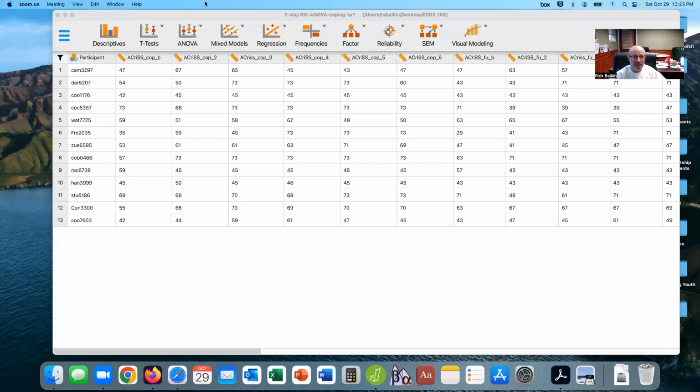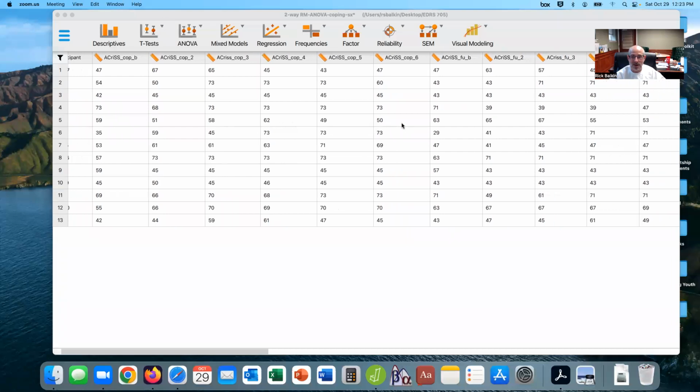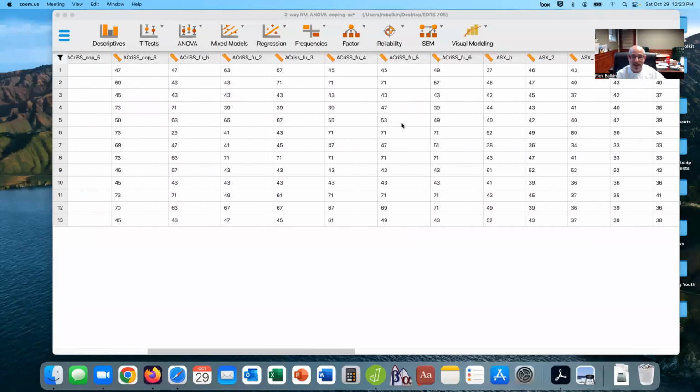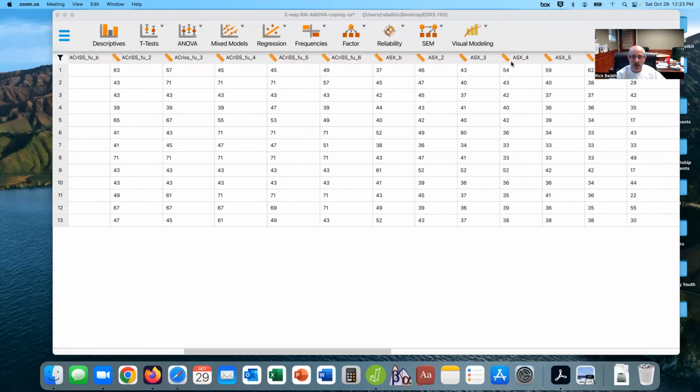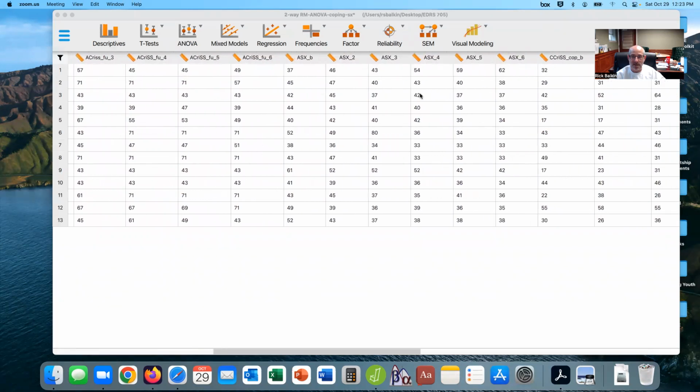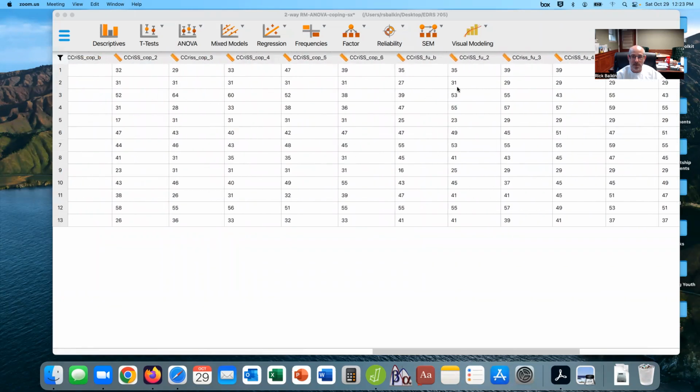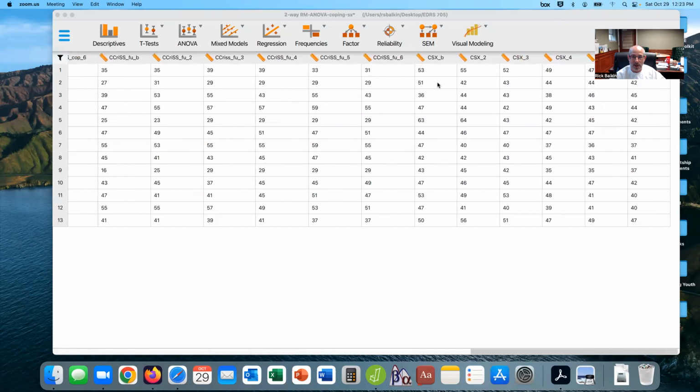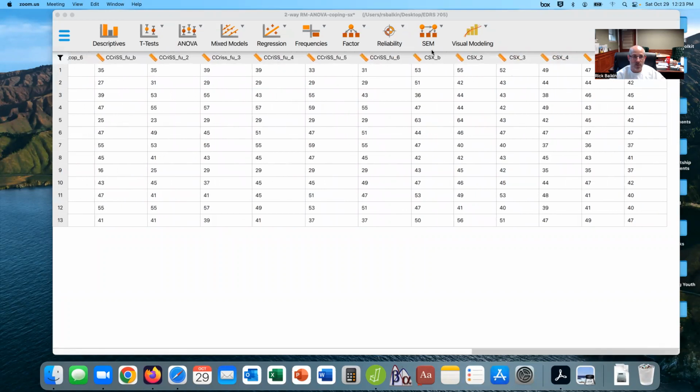We're going to run this in JASP. Let's get started. I'm going to share my screen. And here's my data set right here. ASX from baseline to week 6 is going to be the adolescent symptoms, and then we're going to have the clinician symptoms, which are baseline to week 6 as well.